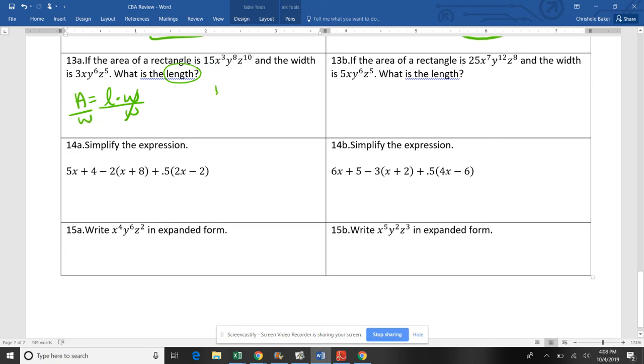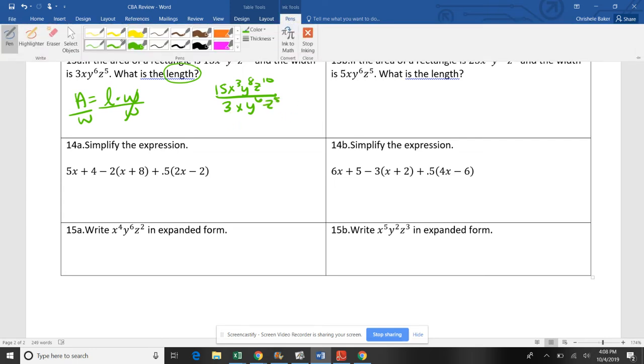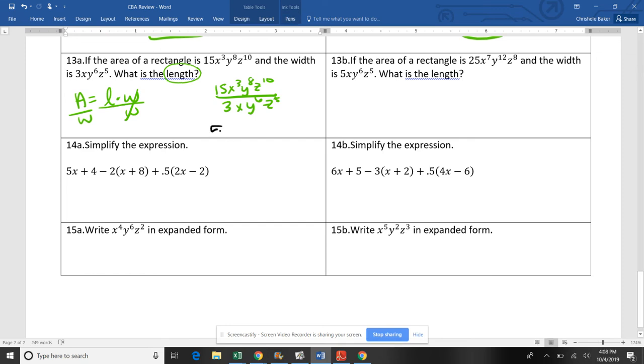Take the area and divide it by the width. So 15 divided by 3 is 5. 3 minus 1 is 2. 8 minus 6 is 2. And 10 minus 5 is 5.